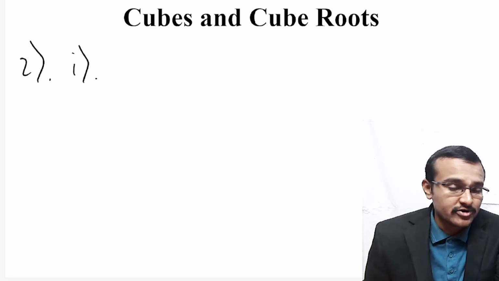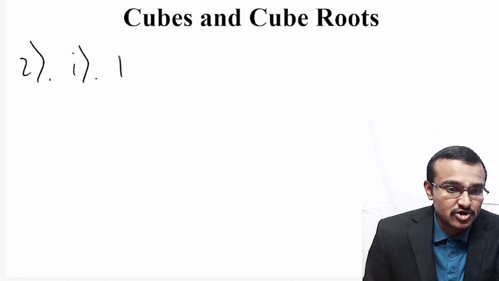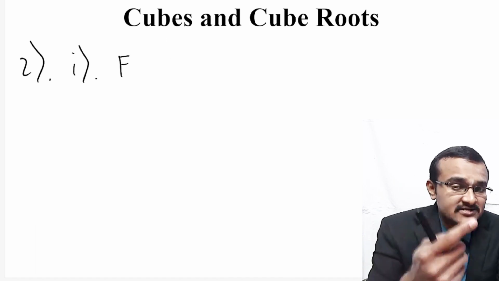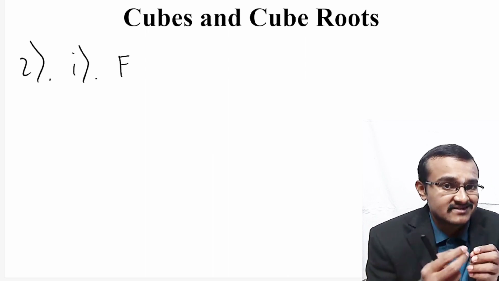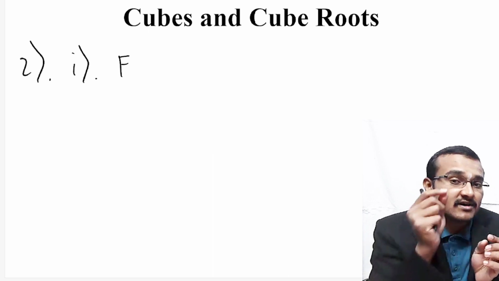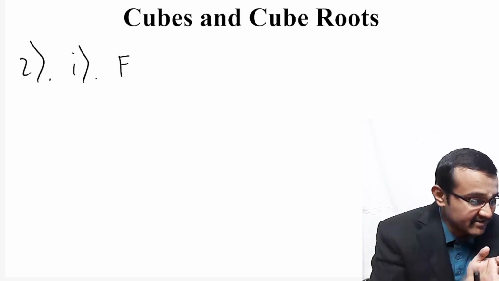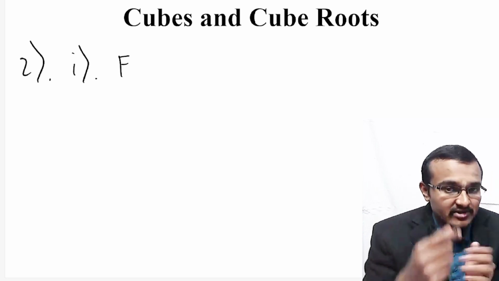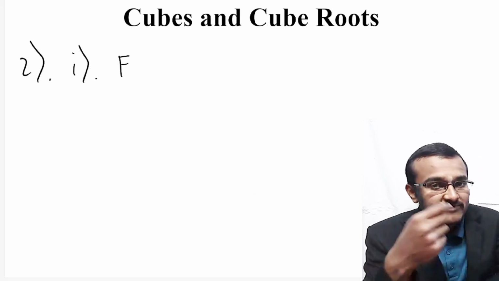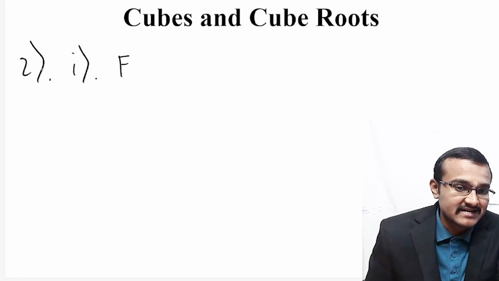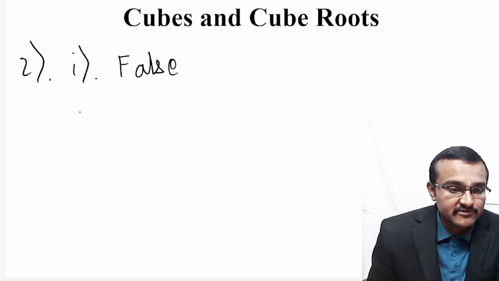is even. No, it is actually false, because if you refer in the first property where I have discussed, cube of an odd number will be an odd number. Cube of an even number will be an even number. But here they are giving cube of any odd number will be even. So that is actually false. So false is the answer for first question.